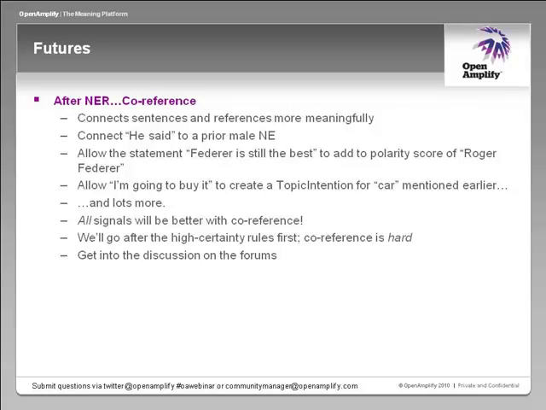And our strategy for doing it is we're going to go after the high certainty rules first. Because as we're saying here, coreference is hard. It's one of the hardest things to do. But to the degree that we can get a 70-30 or a 65-35 type of result very quickly and get it out to you, we will do that. That's always been our approach. It will be in this particular case.